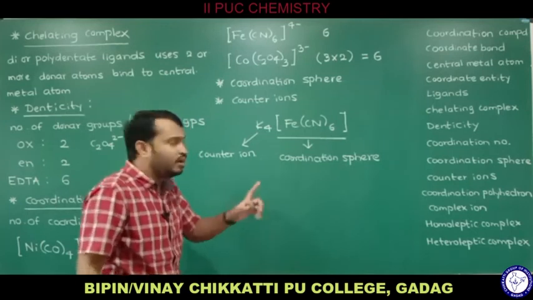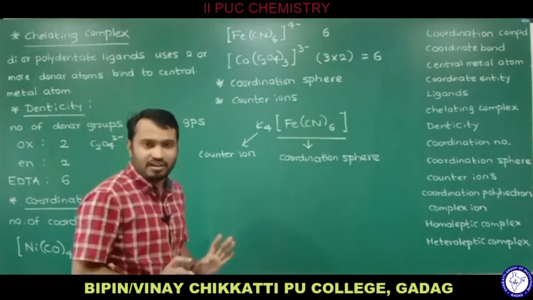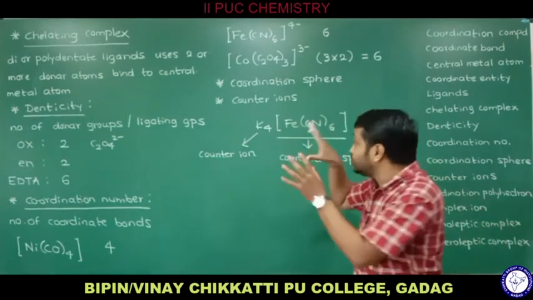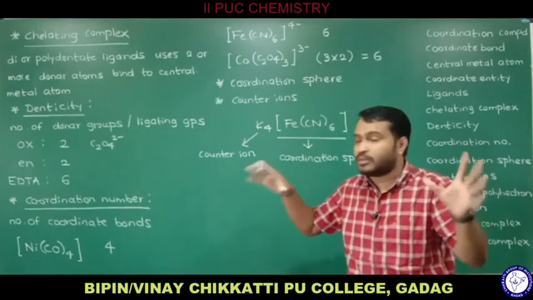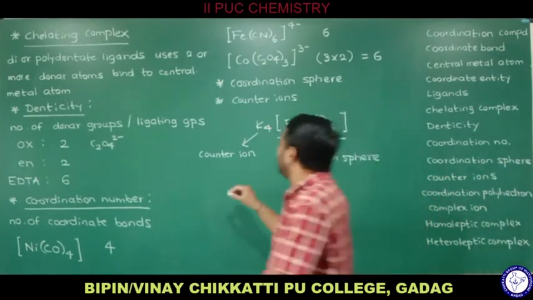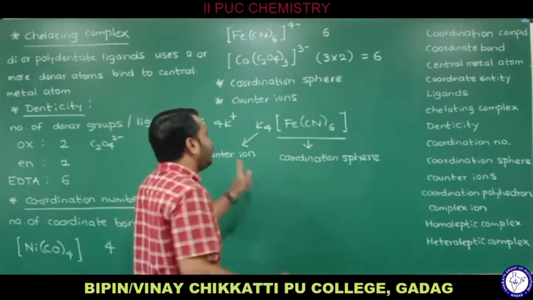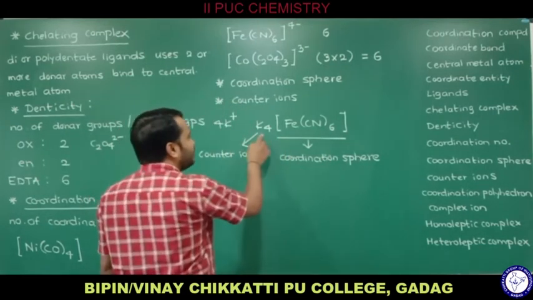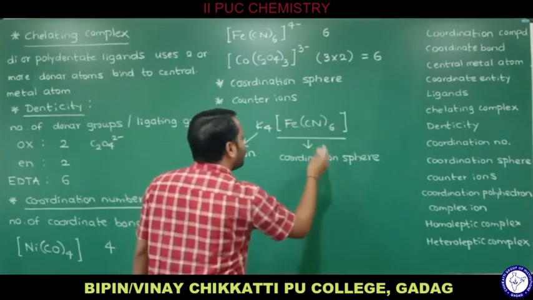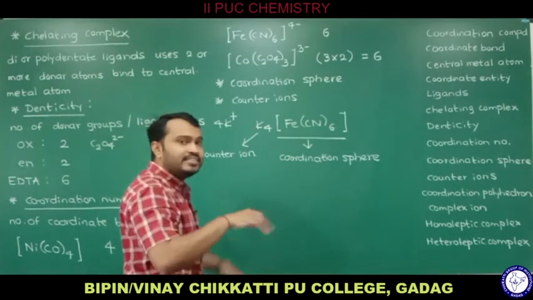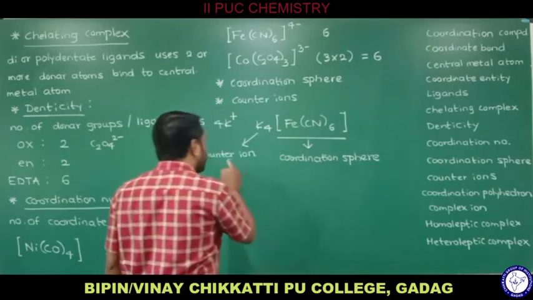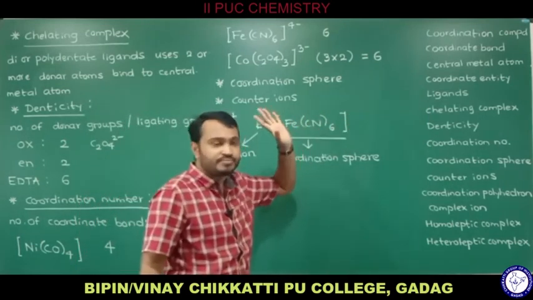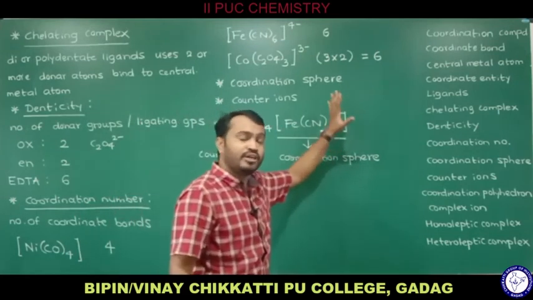Why do we call it a counter ion? Remember, counter ions must be ionizable. When you take this compound and dissolve it in water, the cation and anion are supposed to ionize, to separate. Here K4 is present, so it is going to ionize as 4 K plus ions. Therefore counter ions are the ions outside the coordination sphere, or outside the square bracket. Inside the square bracket is the coordination sphere. The main function of the counter ion is to balance the charge of the coordination sphere, the complex ion.